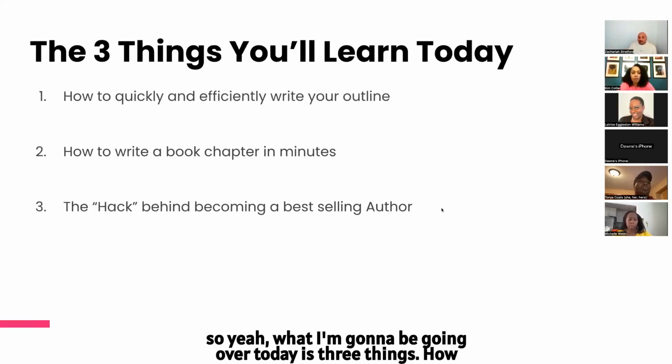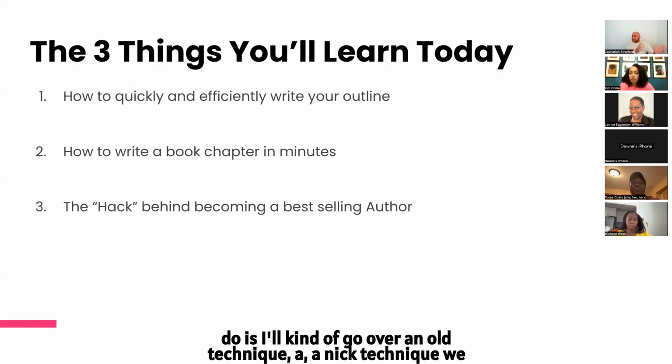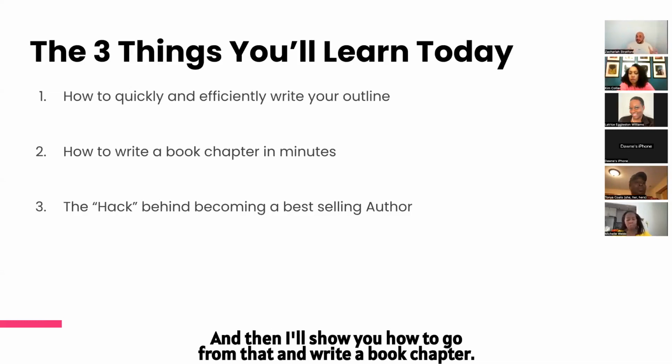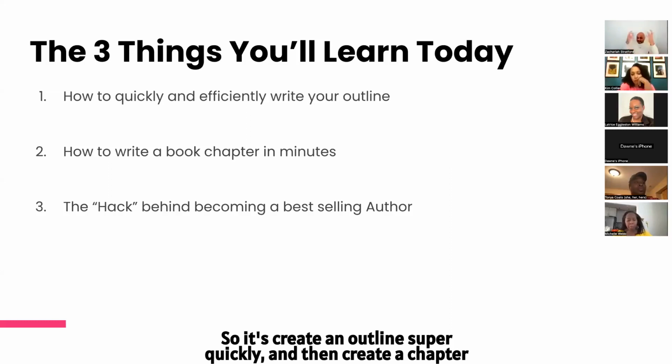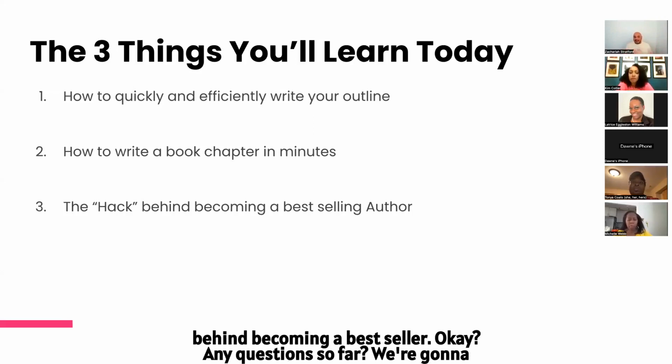So what I'm going to be going over today is 3 things: how to quickly and efficiently write your outline with AI. I'll go over an old technique, a technique we used to use, and then I'll show you how to do it with AI. And then I'll show you how to go from that and write a book chapter. So create an outline super quickly, and then create a chapter off of that outline in minutes. And then I'm going to show you the hack behind becoming a bestseller.